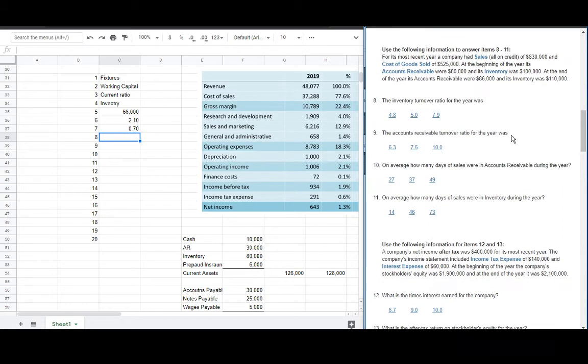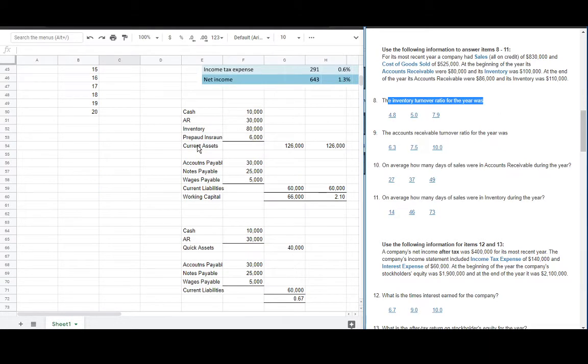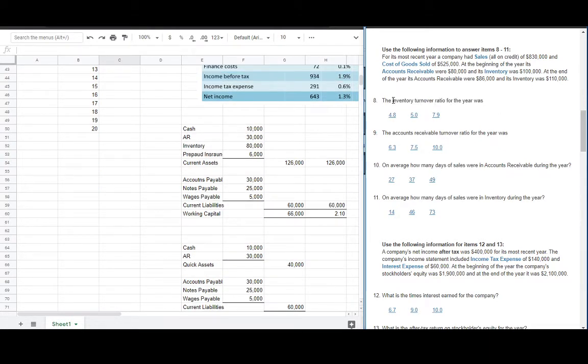Number 8 to 11, for its most recent year, the company had sales of 830 and cost of goods sold of 525. At the beginning of its year, the accounts receivable was 80 and its accounts receivable was 100 in the end. Okay. Ito yung beginning, ito yung end. So what we do here is we get the average amount. Why? Because in this ratio, there is one income statement account and one balance sheet account. So in the balance sheet account, which is the AR and the inventory, we take the average. So let's compute. What is the inventory turnover ratio? So we divide that. Inventory turnover ratio is finding the COGS.